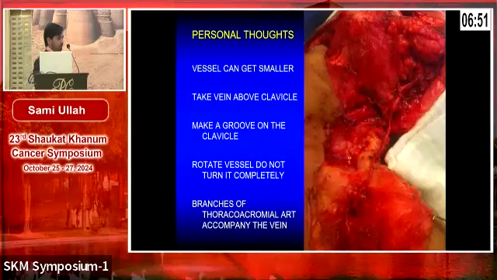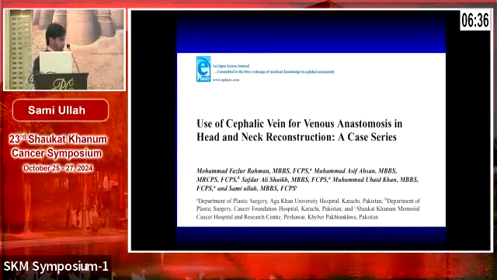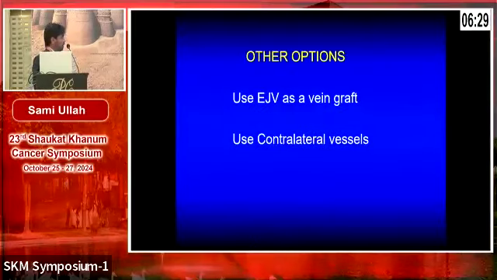And then he does not rotate it 180 degrees. He tries to make a circle out of it so that the vein does not kink later on. And this was published back in 2020 in Plastic Surgery. The other option is that the EJV can be used as a vein graft because it's in the same operative field. You just have to take it out from the neck if it's available.